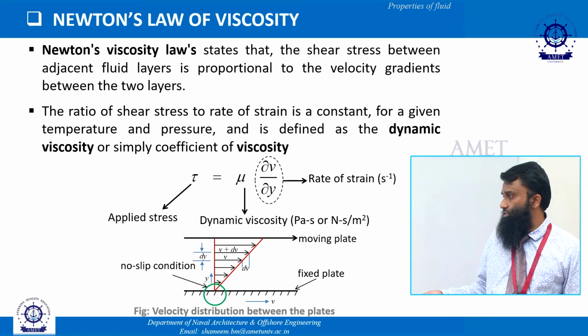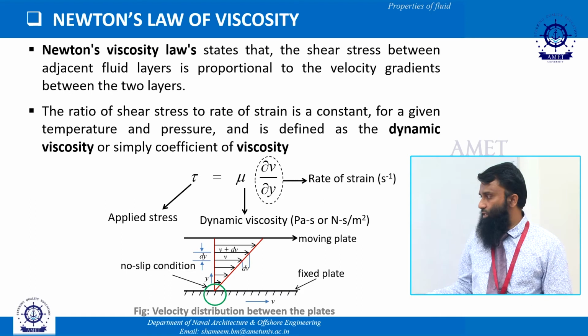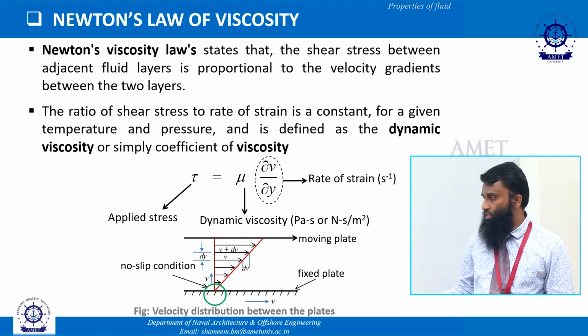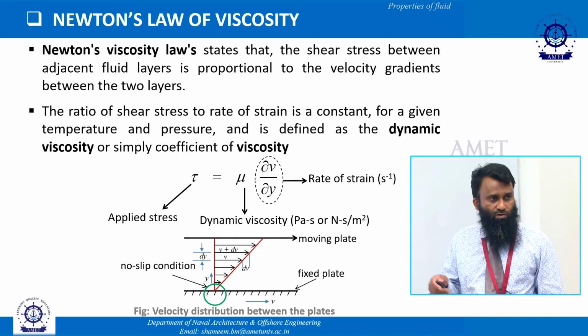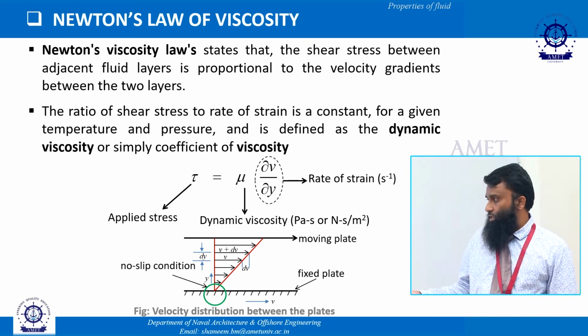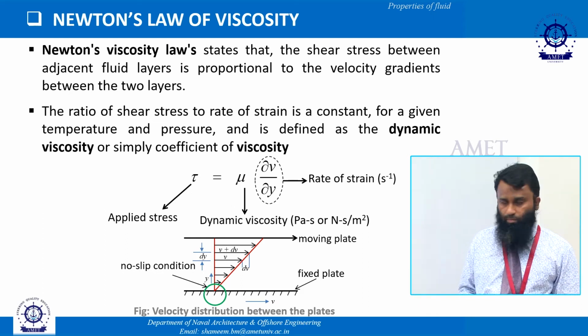So if that is 0, and if it is going away from that fixed plate, you will see the velocity will be increasing. The velocity of the fluid will be 0, then it will be increasing, then it will come to the equal velocity, or the free stream velocity. So this is basically how the velocity distribution happens between two plates.